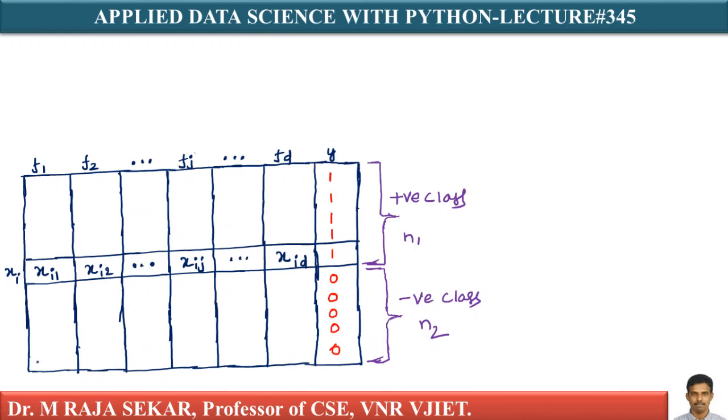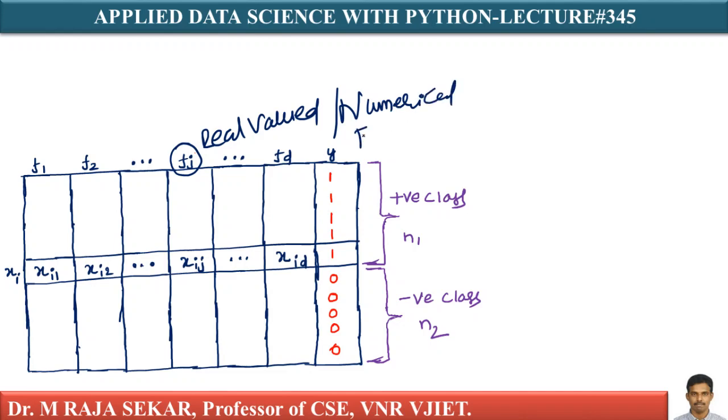I am breaking it in such a way that all of my positive class data points are grouped together and all of my negative class points are grouped together. Is it not simple? Yes, it's simple and straightforward. Let's assume, what is my feature j? Let's assume this feature j is a real valued, numerical feature. Let these features be real valued or numerical features.